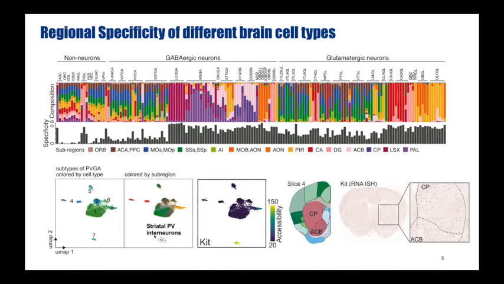So again, here's another example. We find several subtypes for PV positive GABAergic neuron. And when we color the cells based on the brain region information, you can clearly see there's a subtype quite enriched in the striatum area. And we can use the open chromatin signals at the gene body region to find several marker genes from our data.